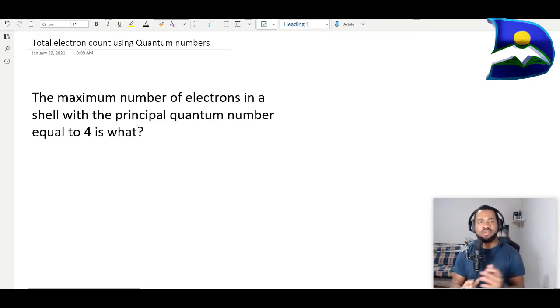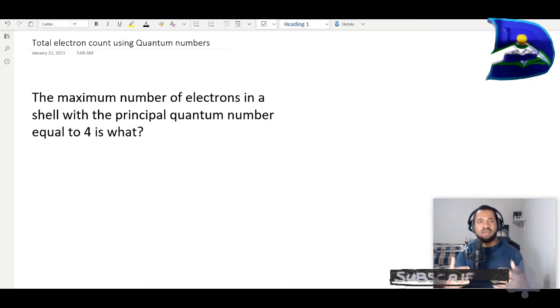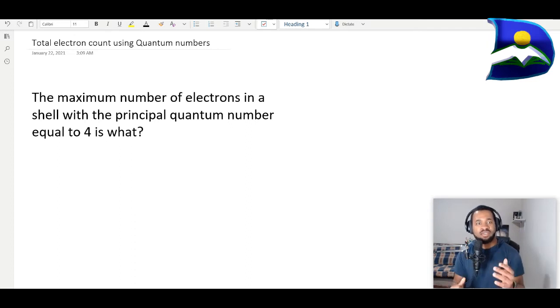In here we're going to explore total electron count using quantum numbers, and in this video we were given a specific example. In this example, our goal is to go back, create a plan, think about all the quantum numbers, and look at multiple ways to approach this particular question. The question is: the maximum number of electrons in a shell with the principal quantum number equal to 4 is what? So, let's go back to the plan.